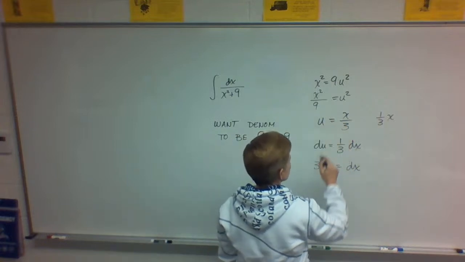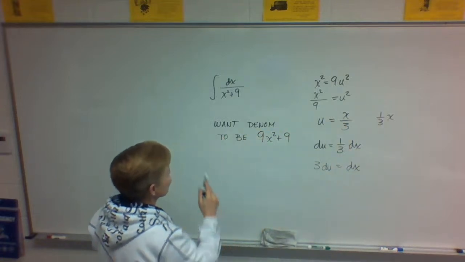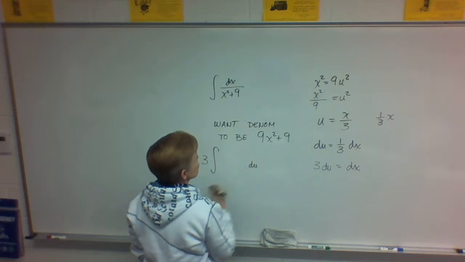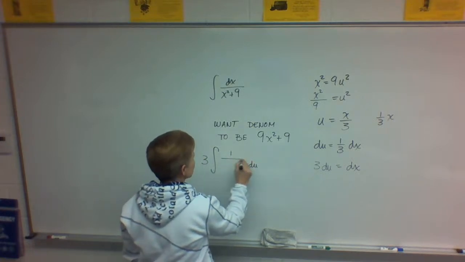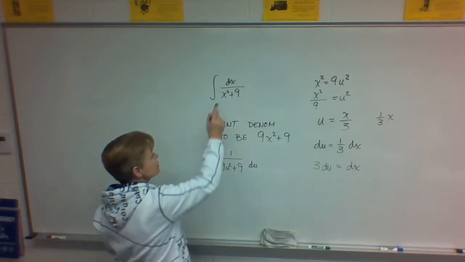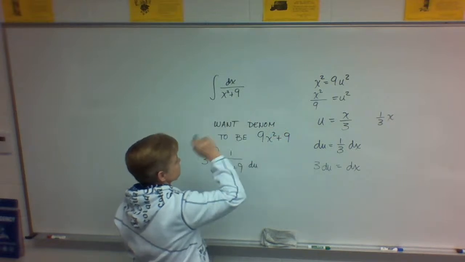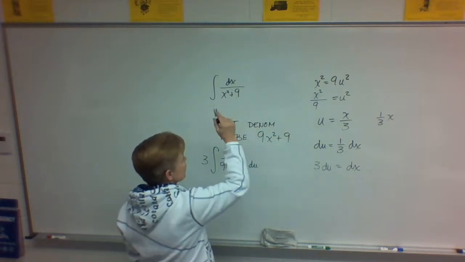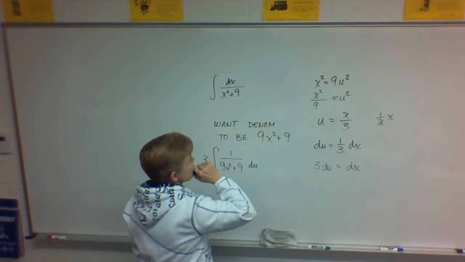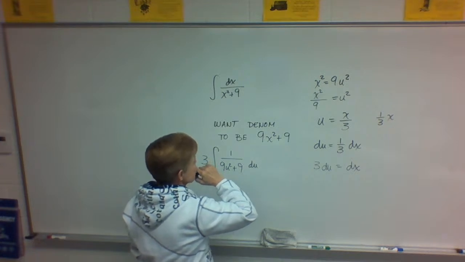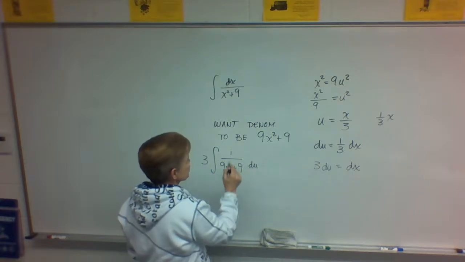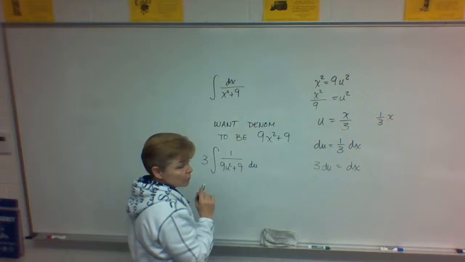So I have this, and I have this, and I want to rewrite that integral in terms of u. So I'm going to have a 3 and a du that replaced the dx. And here I'm going to have 1 over 9u squared plus 9, because u was x over 3. 3 du is equal to dx, so dx got replaced with 3 du. Now we can take out a 1/9.